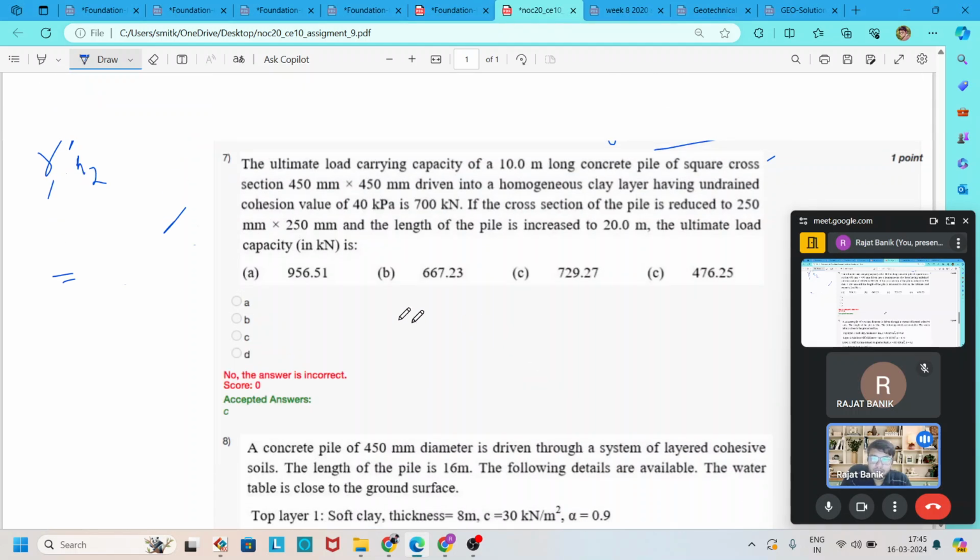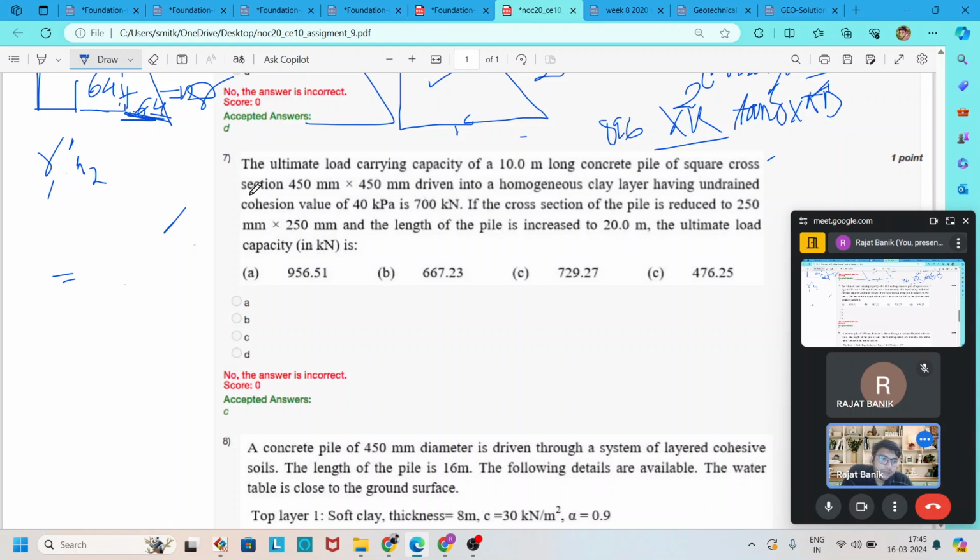So now in question number 7, it is said that the ultimate load carrying capacity of a 10-meter long concrete pile of square cross section, 450 mm by 450 mm, driven into a homogeneous clay layer having an undrained cohesion value of 40 kilonewton per meter square, is 700 kilonewton. So this says that the ultimate load is 700 kilonewton for a cohesion of 40 kPa, the cross section is 450 mm by 450 mm and the length is 10 meter.